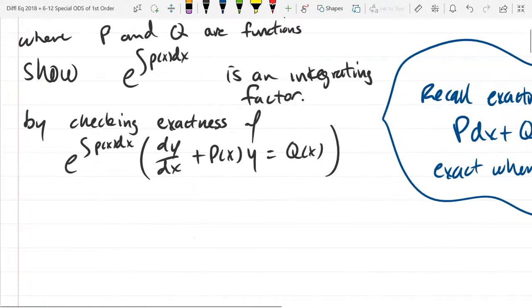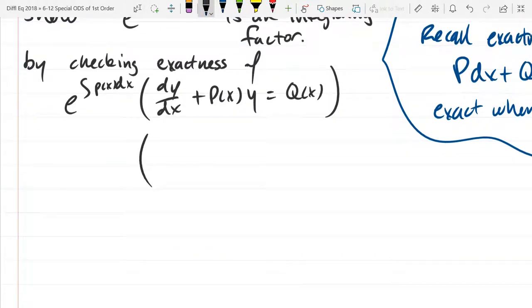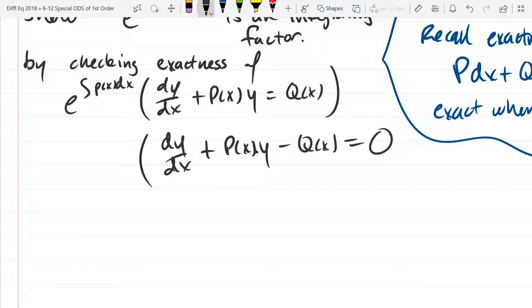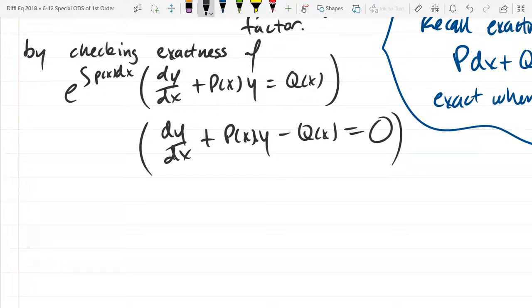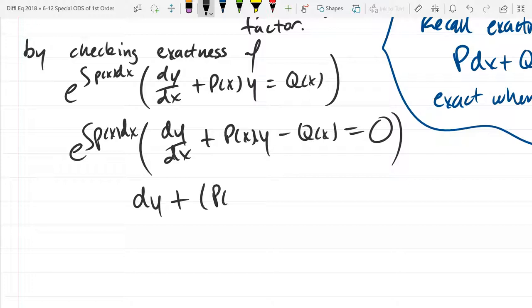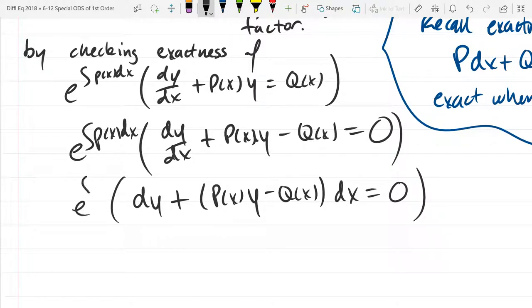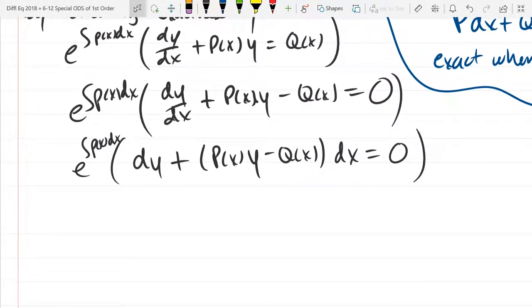Subtract it. So I'm going to hold off on multiplying until a couple steps later, because I don't want to have too much stuff. I'm going to get it in the right form, a similar form, and then I'll distribute across. So we have dy over dx plus p of x y minus q of x equals 0. And now distribute the dx across. Almost there. We can distribute now.